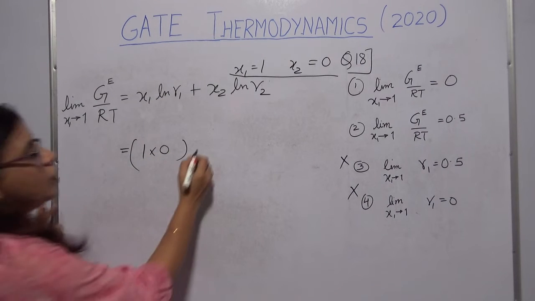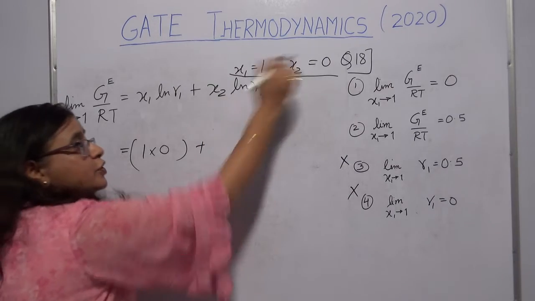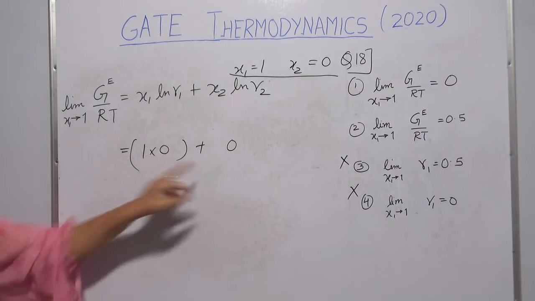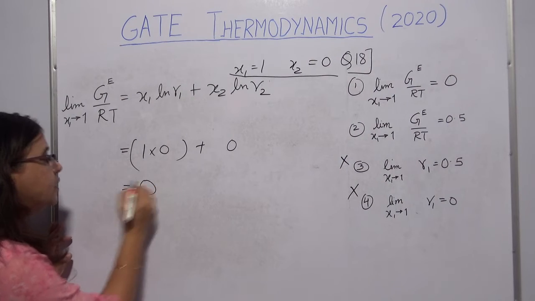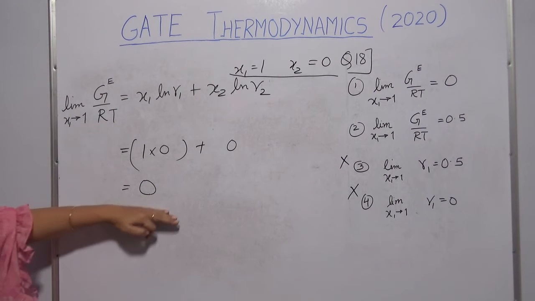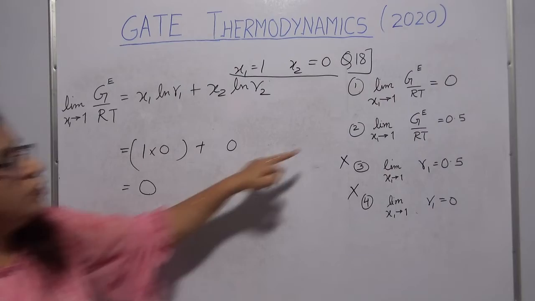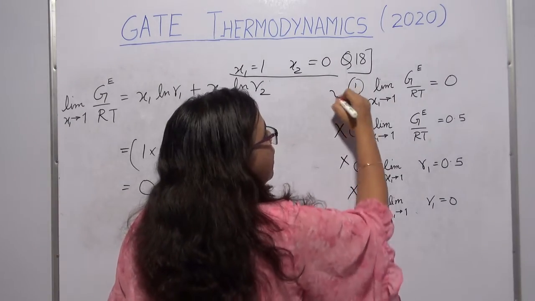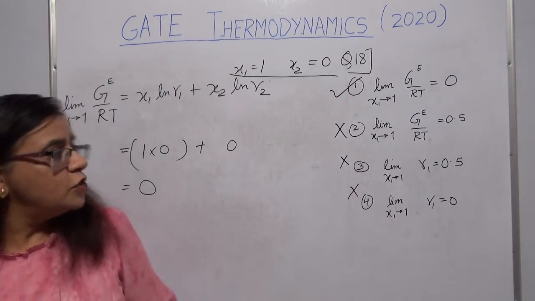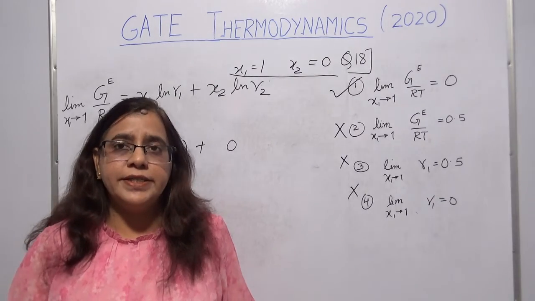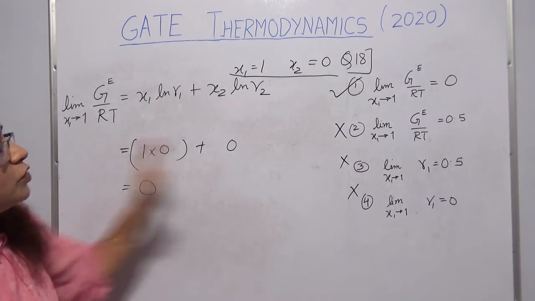Now when your x1 tends to 1, your x2 tends to 0 and whatever is ln gamma 2. So essentially what happens is that this quantity becomes equal to 0 when your x1 tends to 1. So option 2 is wrong and option 1 is right. These are very simple, it just requires two relations which we have already seen. So quickly you can solve it.